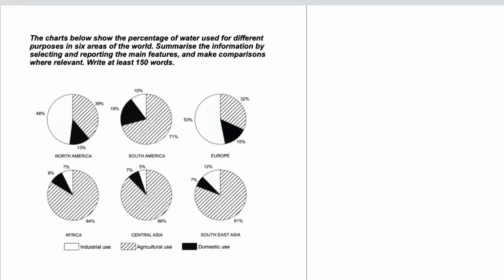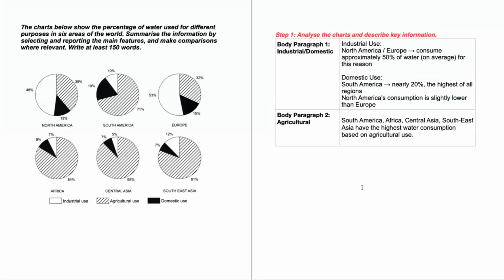And so this will give us a clue as to how we should be analyzing the charts and using our significant features. Okay, and I've done that for you right here on the right-hand side. So I've separated industrial and domestic into body paragraph 1. I've grouped the 2 smaller together. And then body paragraph 2 will talk all about agricultural use. So for body paragraph 1, we are simply going to separate industrial and domestic in a very organized manner.